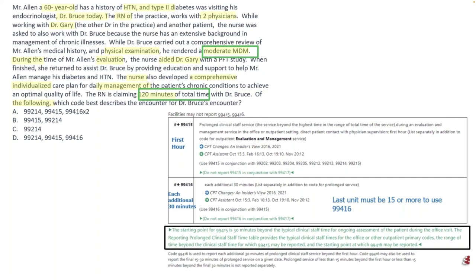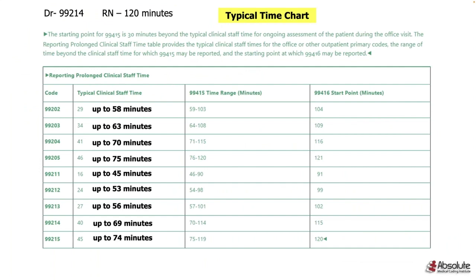We don't know what the typical clinical staff time is because we need the chart to determine it, right? The RN is just claiming for 120 minutes of total time, but we need to know that typical clinical staff time so that we know we have to go over it by 30 minutes. So here is the typical time chart. And remember, our doctor had a moderate visit. It was a moderate encounter.